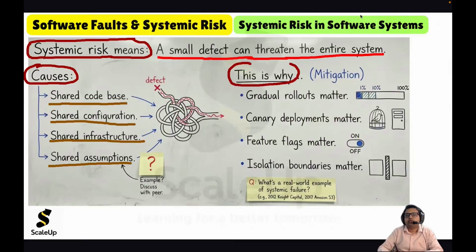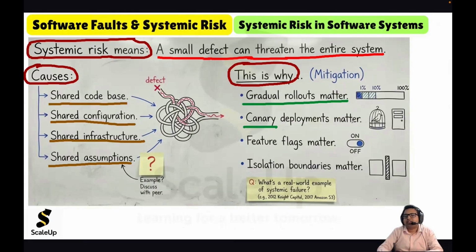What we should do is gradual rollouts. Gradual rollouts means, let us suppose you made 10 changes. Don't introduce those 10 changes in the production environment at once. First, you introduce one or two changes, test them in the production environment, then introduce the third change, fourth change, fifth change, like that. Gradual rollout is very important, and it will mitigate systemic risk in software systems.